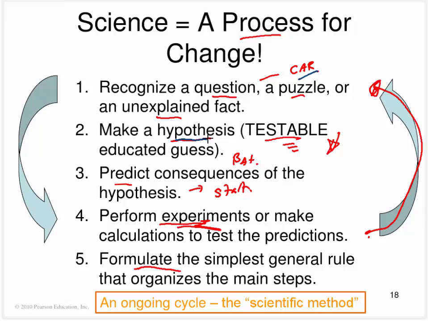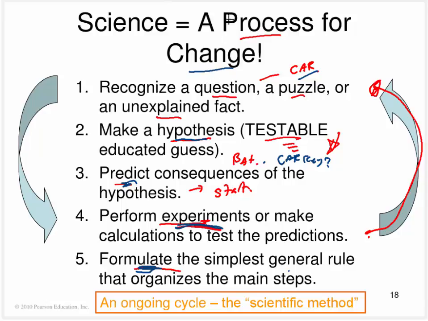So let's go ahead and make a hypothesis, something that is testable. Well, maybe I shouldn't try to start my car with my house key. Maybe I should actually try my car key. So predict the consequences. Okay, if I try to start my car with my car key, then my car will actually start. Perform the experiment, try to start your car with your car key, and vroom, the car starts up. So formulate the simplest general rule. Okay, don't try to start your car with your house key. You definitely want to use your car key. So kind of a silly example, but a way to work our way through the scientific method and figure out answers to questions.